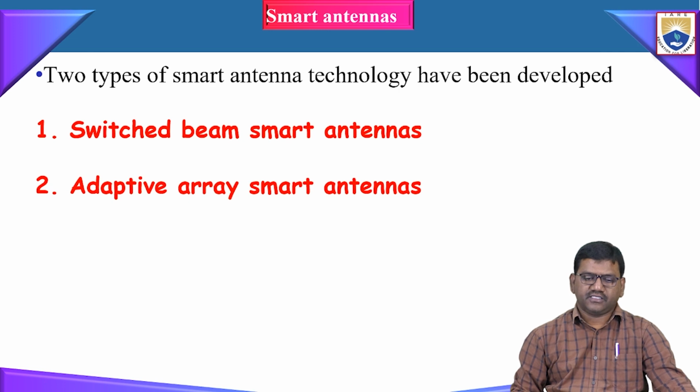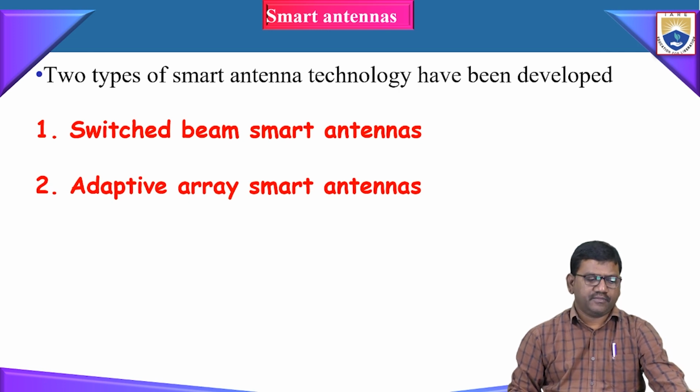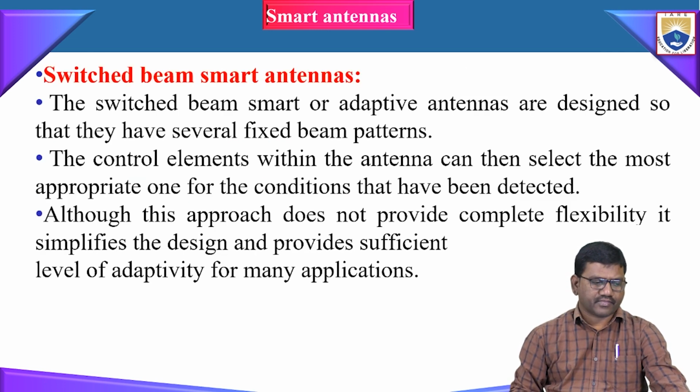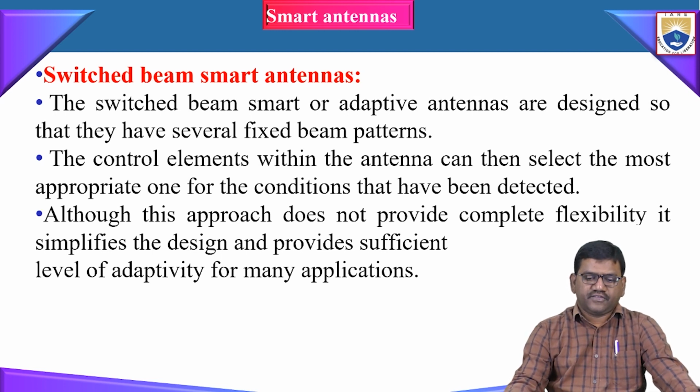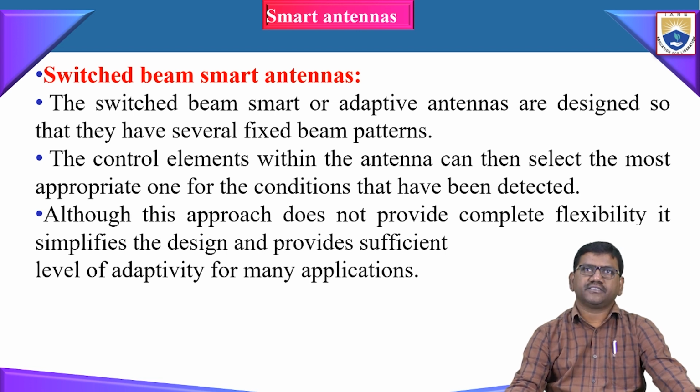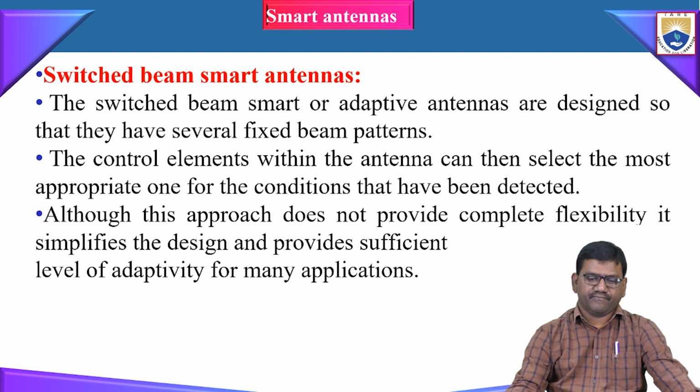Two types of antennas are there: switched beam smart antennas and adaptive array smart antennas. Switched beam smart or adaptive antennas are designed so that they have several fixed beam patterns. The control elements within the antenna can then select the most appropriate one for the conditions that have been detected. Although this approach does not provide complete flexibility, it simplifies the design and provides a sufficient level of adaptivity for many applications.